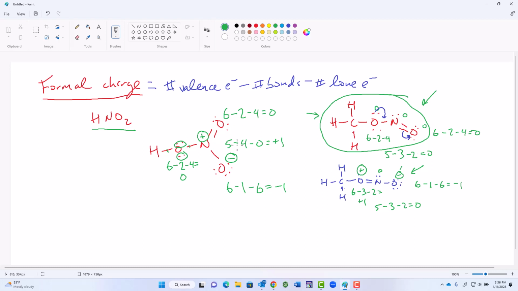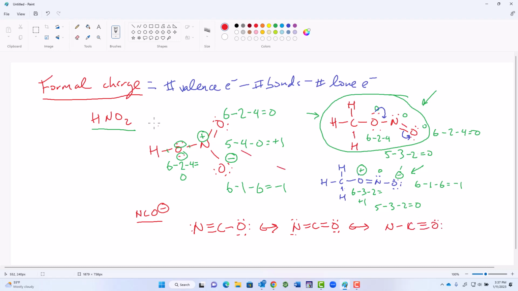The other consideration to take into account when we're drawing resonance structures is where we place the formal charge. So let's consider the NCO minus ion, which is the isocyanate ion. So we have a couple different possible resonance structures with NCO, and I'll let you confirm those on your own. We have NCO, NCO, and then finally we have NCO.